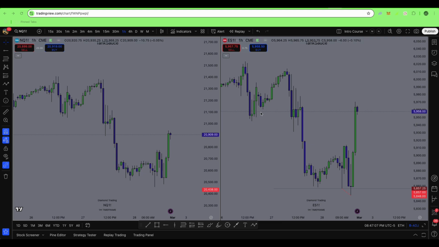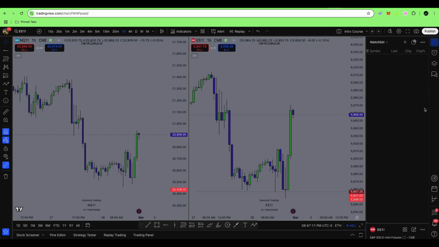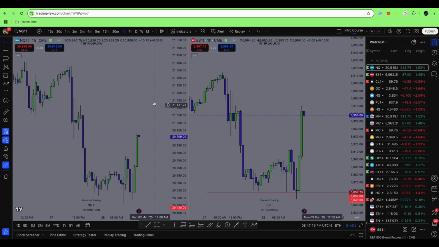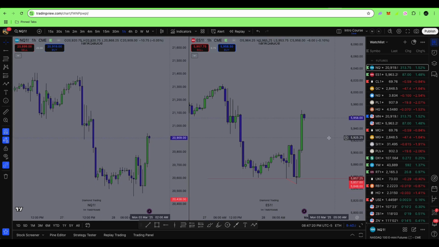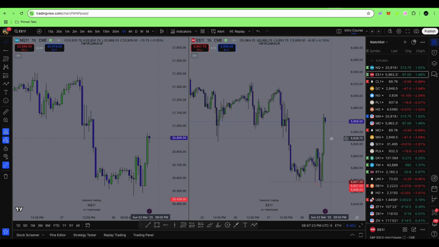And in this one, we're going to be going over correlated assets, right? So what are correlated assets? Let's move this over so we have this available. Correlated assets are two different assets, or two different contracts, that tend to move in correlation with each other.